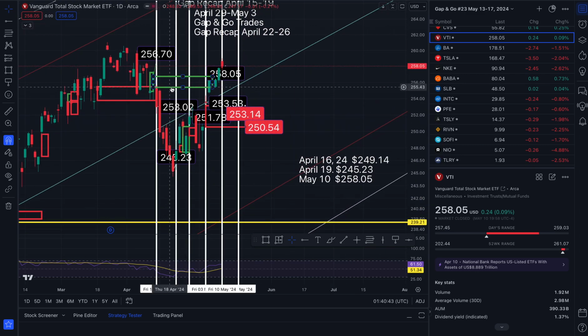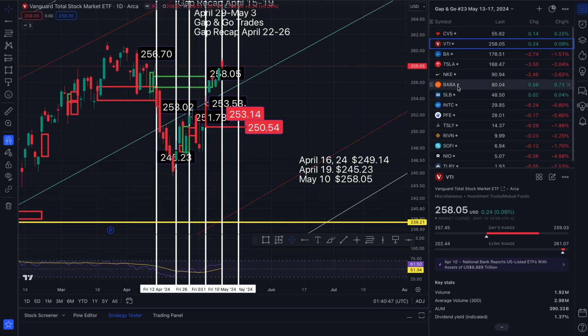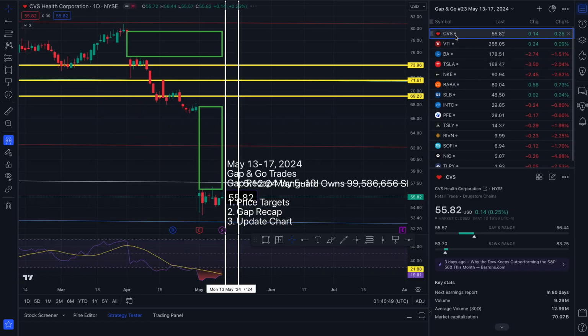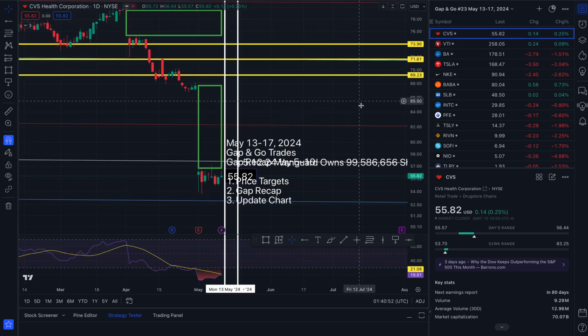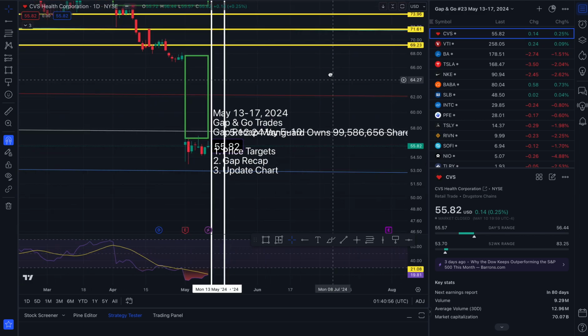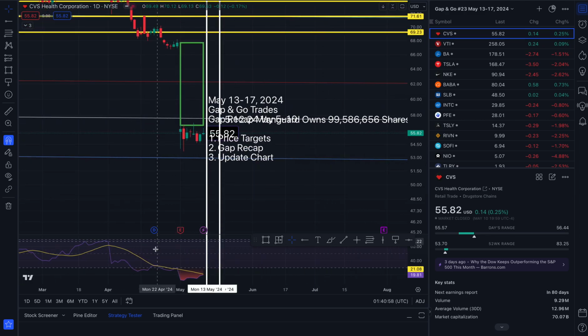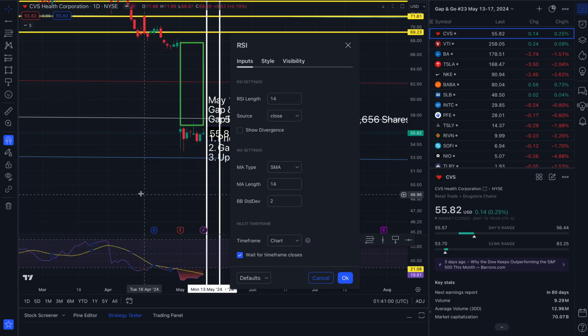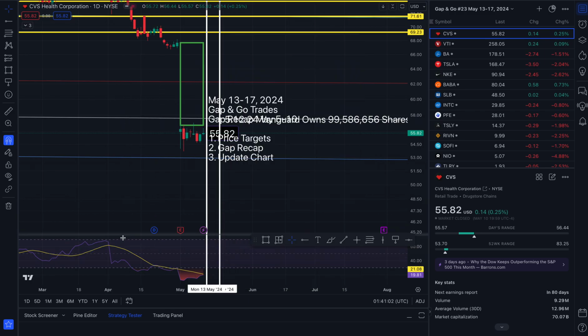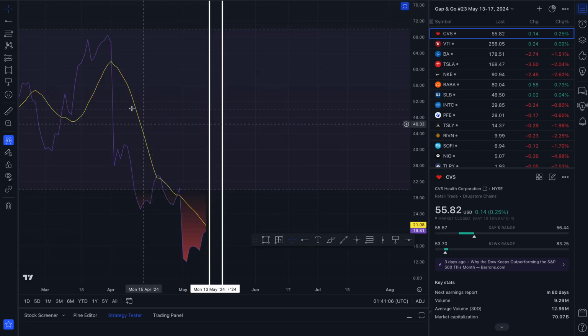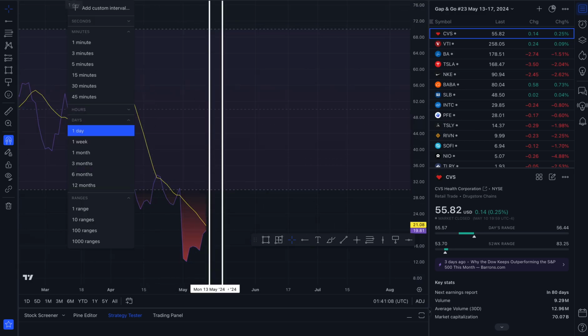So this is the last gap. Because it's the last gap, I am giving you a new trade. This is going to be even longer. CVS. This stock has bled out. So now is possibly a good time to take a look at it. I'm going to show you the RSI. This is not what I normally do on my gap and go trades, but since I'm here, I'm going to do it. RSI on the daily looking attractive to me.